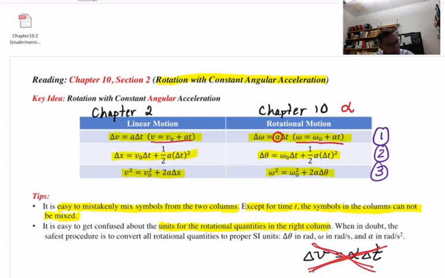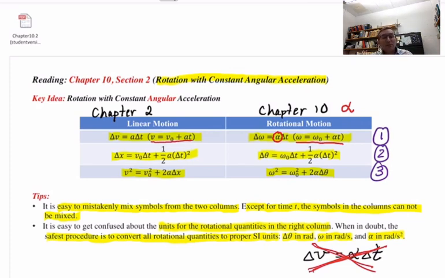I recommend you be safe, and the safest procedure, always with regard to units, is just to convert all rotational quantities to proper SI units. That means theta or delta theta is in radians, omega, angular velocity, is in radians per second, and alpha, angular acceleration, is in radians per second squared. Okay? All right, those are my 2 tips. Let's get right to using these rotational equations.